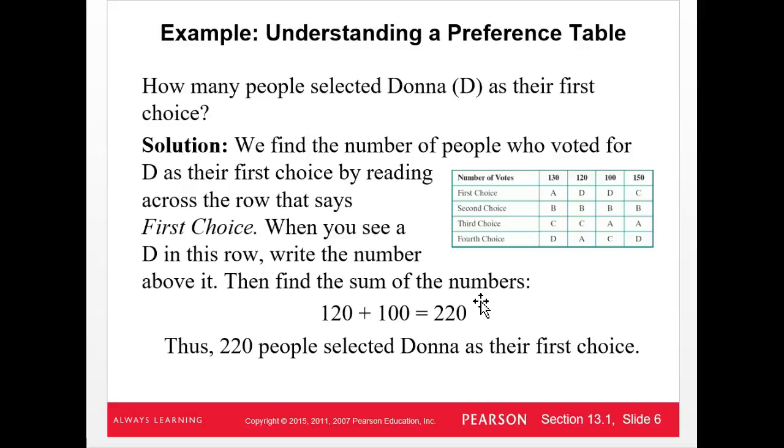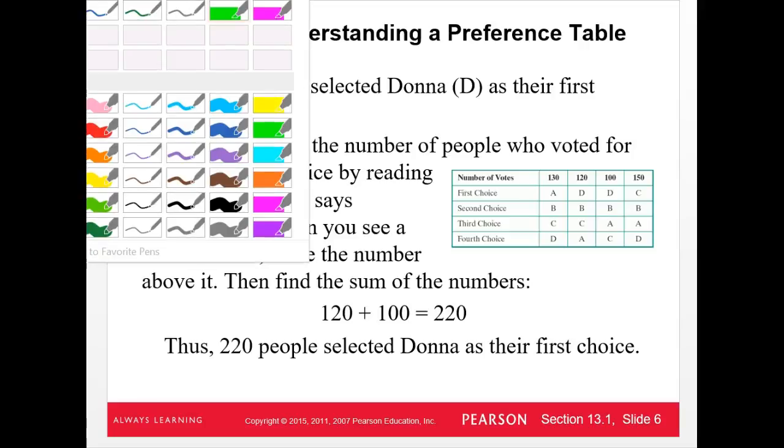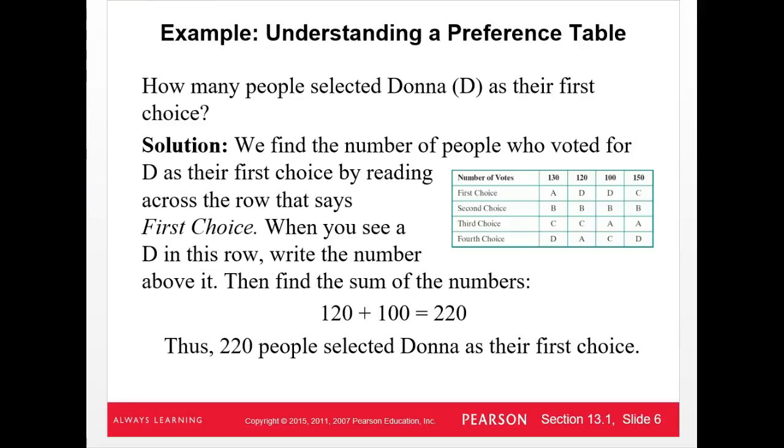So, how many people selected Donna as their first choice? We look at the preference tables that we have, and D is the first choice. There are 120 with D as their first choice, but there's also another 100 right beside it with D as their first choice. The only difference between those two groups of ballots is that the last two, C and A, get switched around. So adding the 120 and the 100, we get 220 people who voted for Donna as their first choice. That's just being able to understand what we're talking about here. A lot of times we're looking at just first choice, but other times we'll have rankings as a point system for first, second, third, and so on.